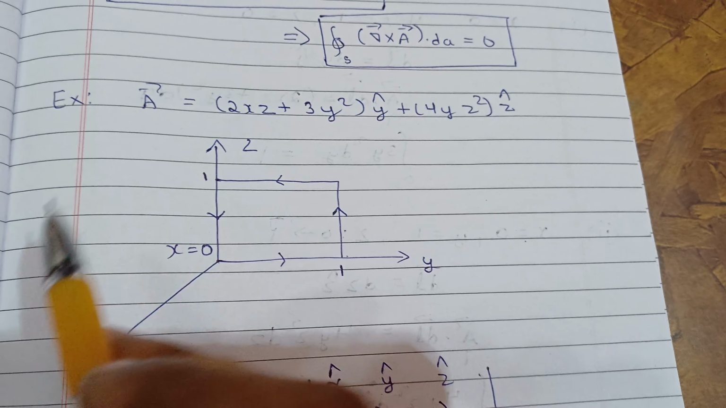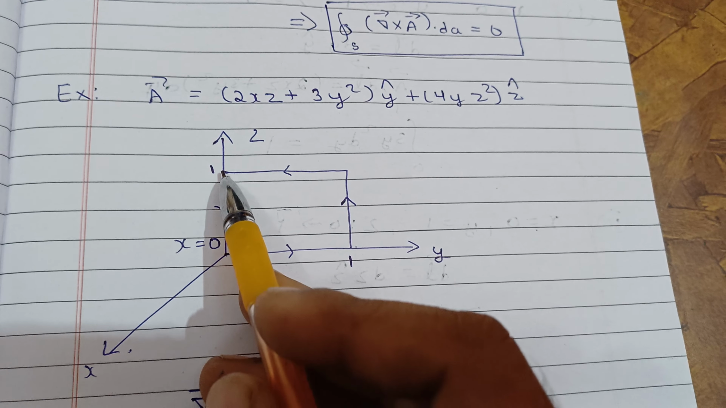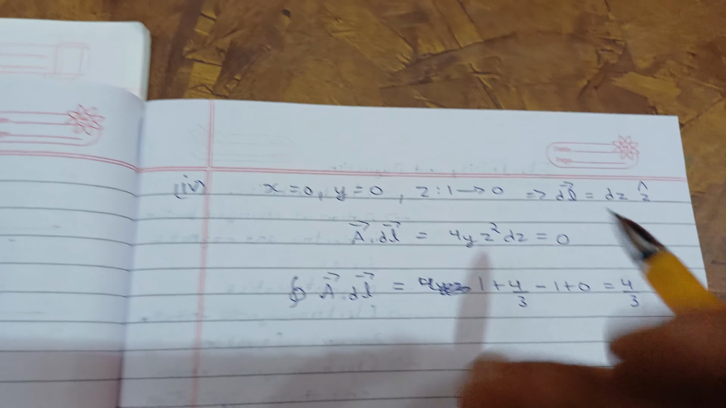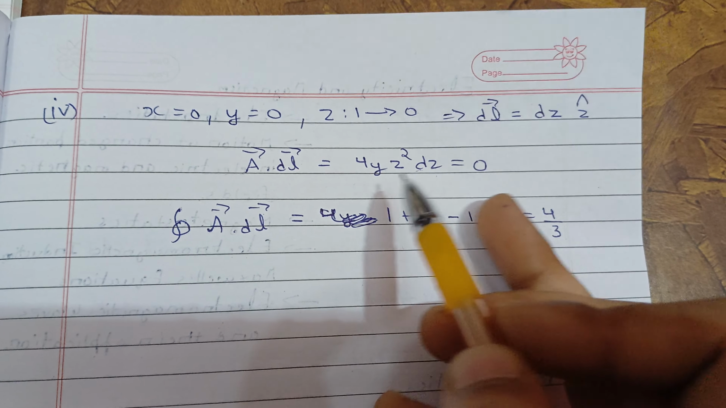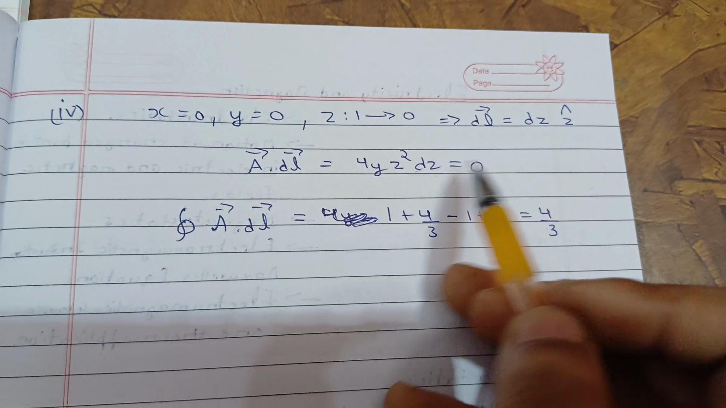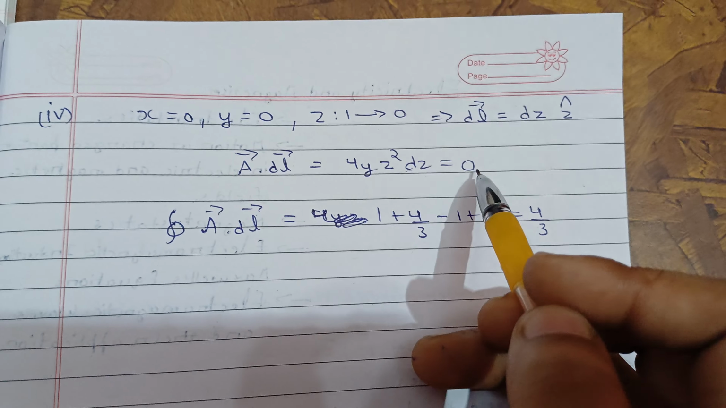Now let's check for the fourth segment. Here x equal to 0, z is going from 1 to 0, y equal to 0. So your dl will be dz z cap. A dot dl will give you 4y z square dz, and y equal to 0, so this will be 0. We don't need to calculate any further. Now this fourth segment is 0.